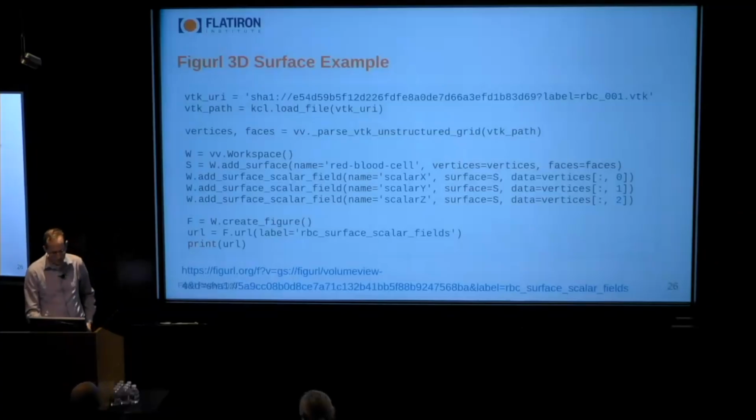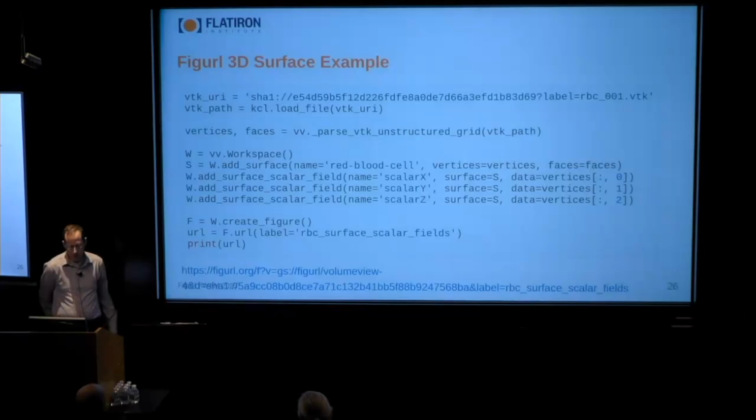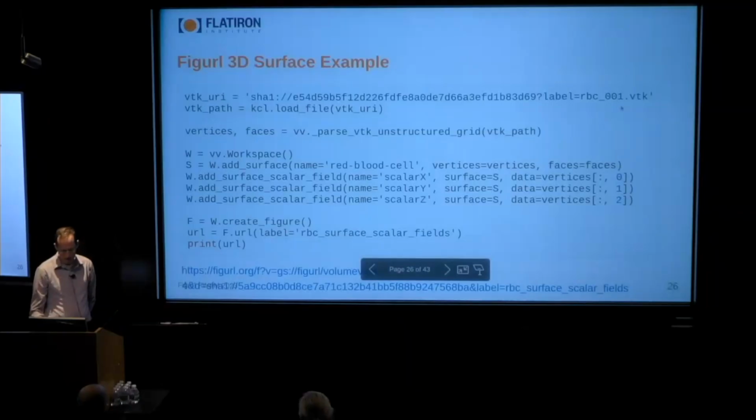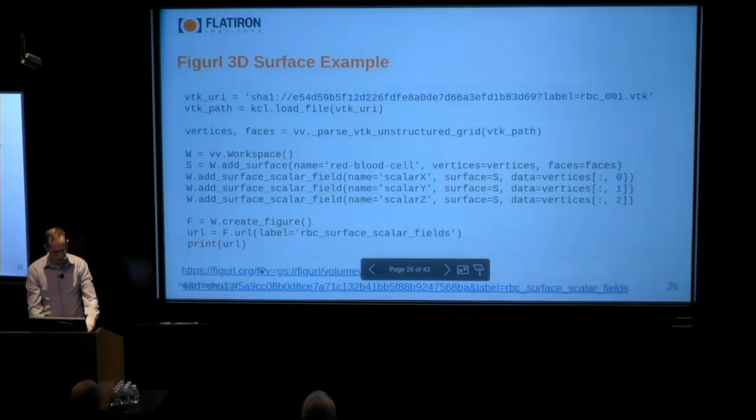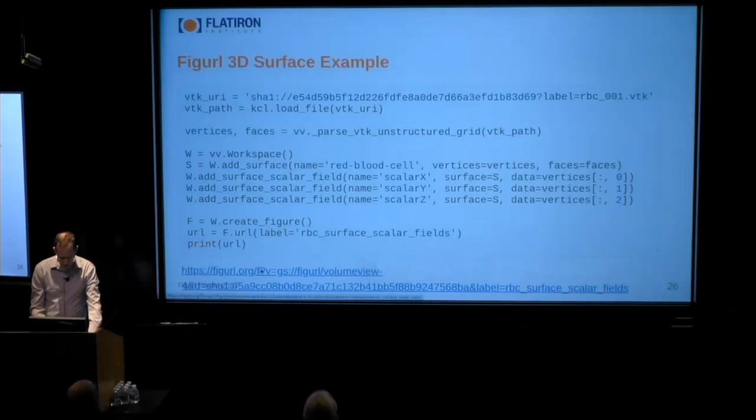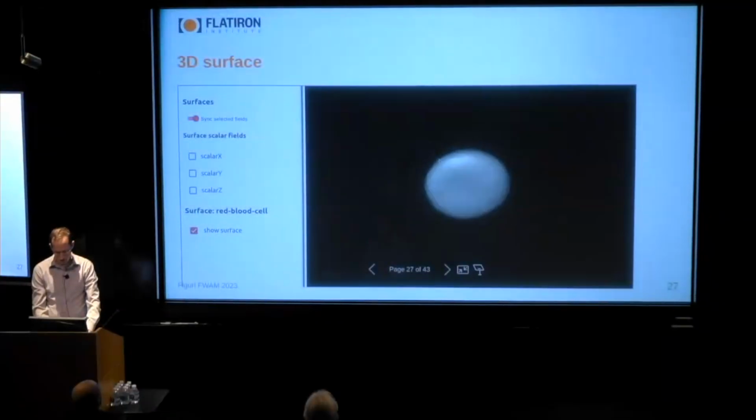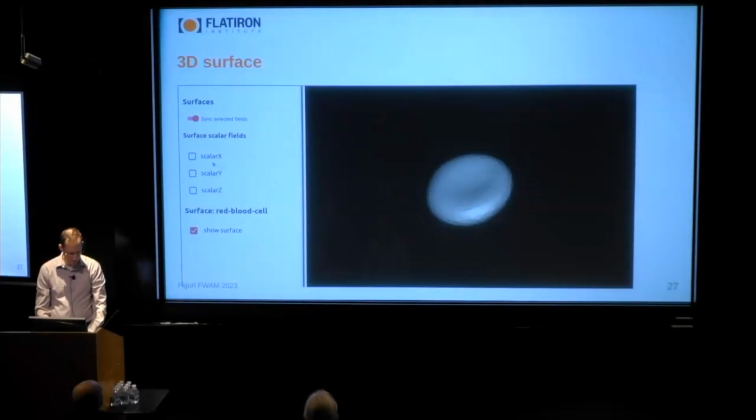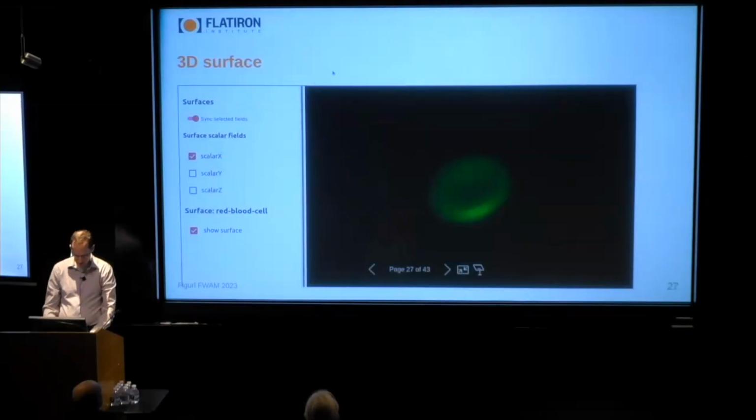Okay, so here's another example of a 3D surface. This is a more customized library where, in this case, you load a VTK file with a red blood cell mesh, and then create a workspace, a volume view workspace, add a surface, add scalar fields to it, create the figure, and then again, generate the FigURL. I actually embedded this on the next page here. And so there's a red blood cell, and it's an interactive plot here.